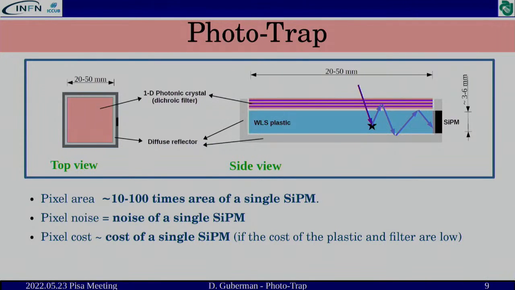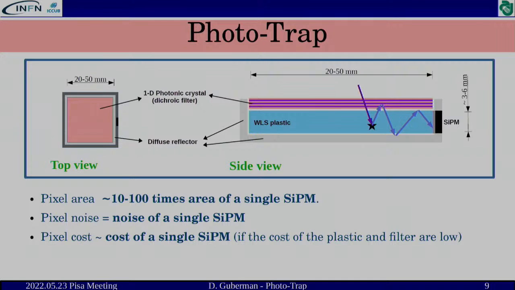So with this principle in the idea, what we have is a pixel that has an area that can be a few tens or even 100 times larger than the area of a single commercial silicon PM, but it has the noise, the capacitance, the power consumption, and the single photoelectron resolution of a single commercial silicon PM, also at room temperature. And if we are lucky and we go for mass production, at some point we believe that the cost of this pixel will go down to barely the cost of a single silicon PM.